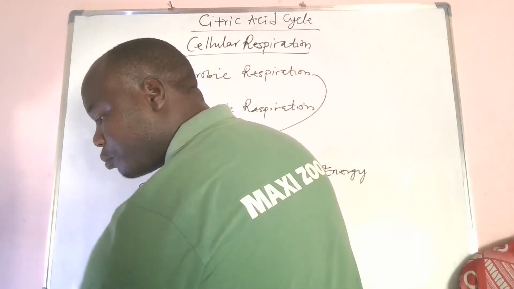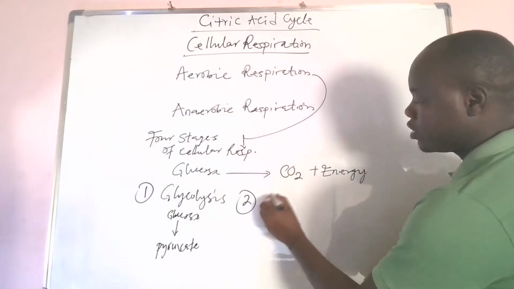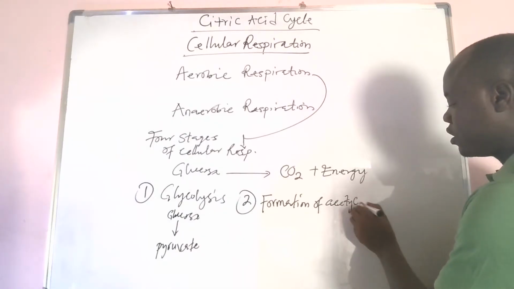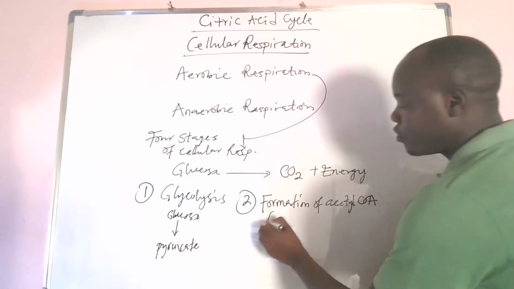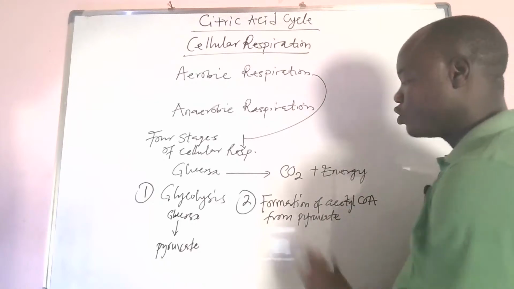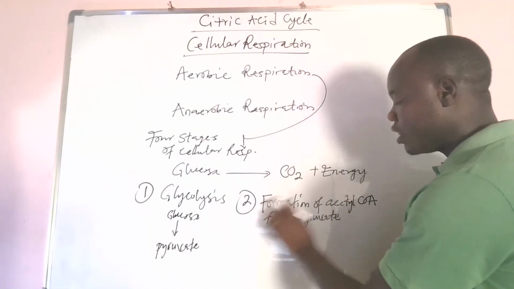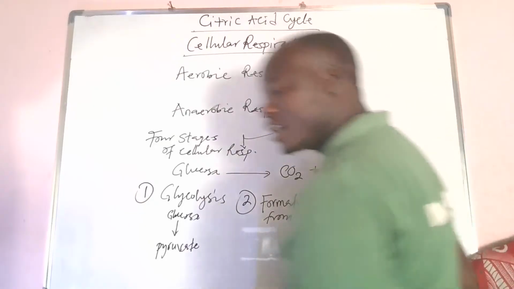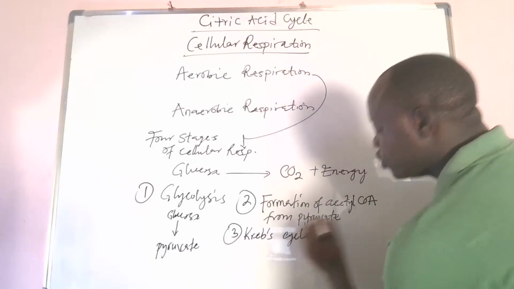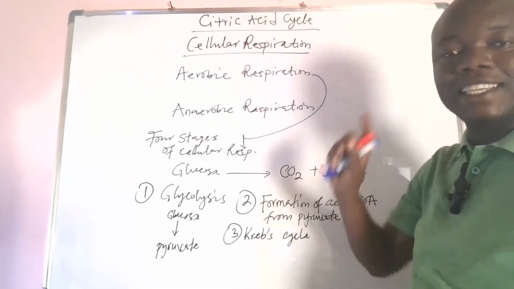And then apart from glycolysis, the next one is the formation of acetyl-CoA from pyruvate. We already discussed glycolysis in our last class, but in today's class we are going to look at the formation of acetyl-CoA from pyruvate. And then the third one is the Krebs cycle. The Krebs cycle is the same thing as the citric acid cycle.